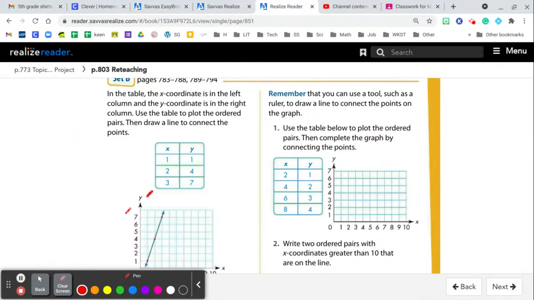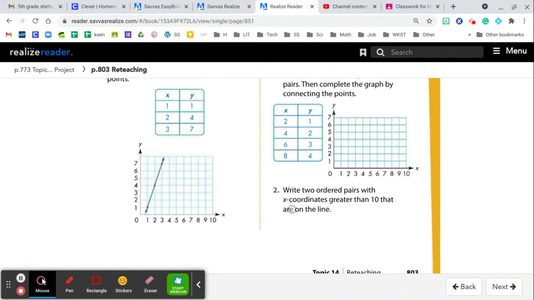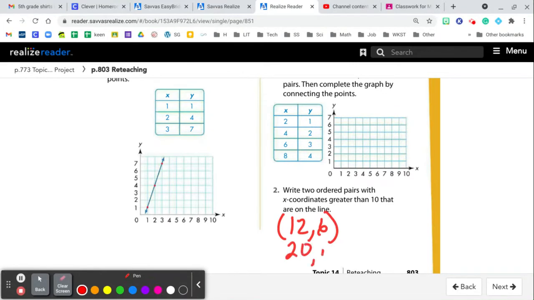Write two ordered pairs with x coordinate greater than 10 that are on that line. So if we were to continue that line, you could have 12, 6, 20, 10. So greater than 10, that would be something that would go off the chart.